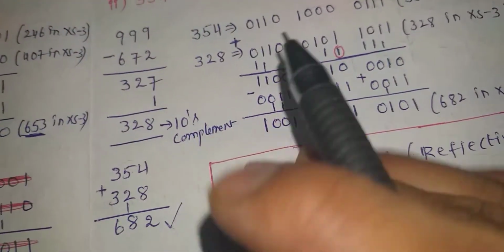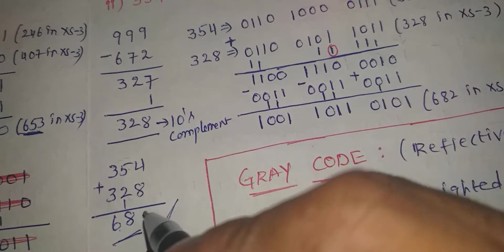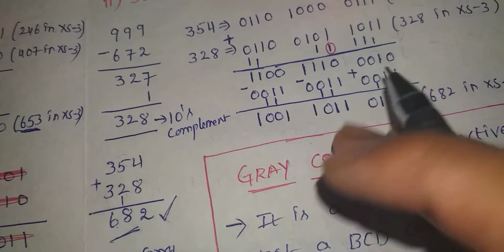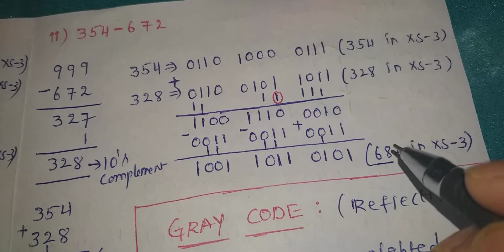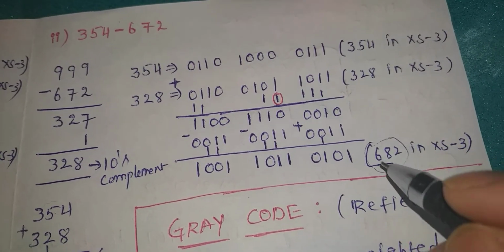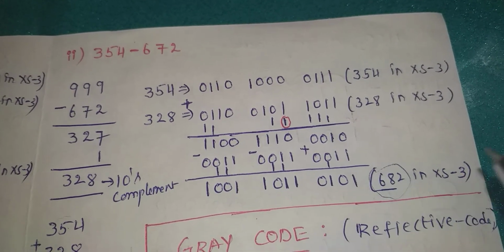Now if you observe that it is 682, then we have to do 6 plus 3, 9, 8 plus 3 becomes 11, 2 plus 3 becomes 5. This is the 682 in excess 3. Now to get the correct result, we have to perform the tens complement of this to get the correct result. In this way, you have to perform the excess 3 subtraction using 9's and 10's complement.